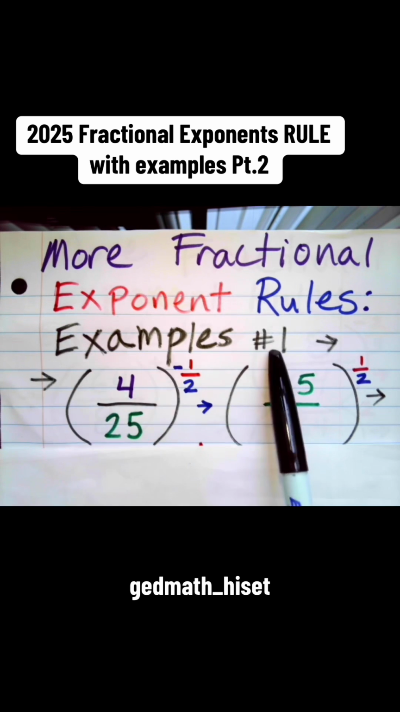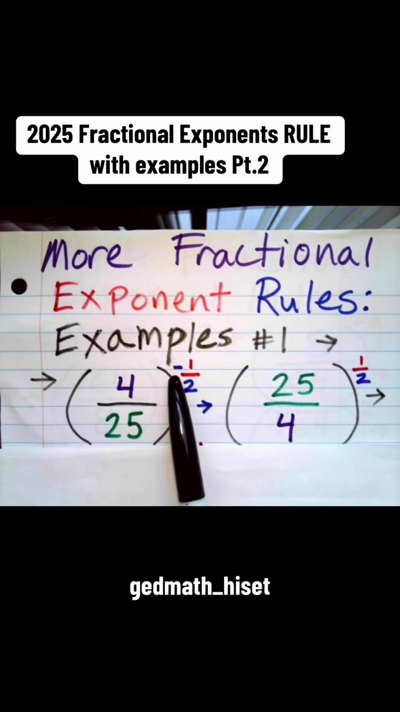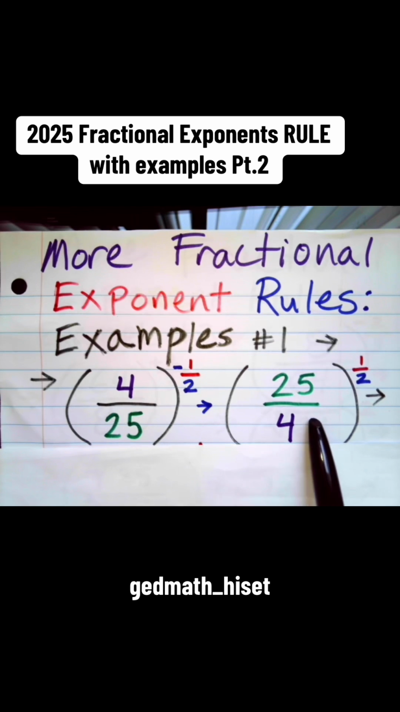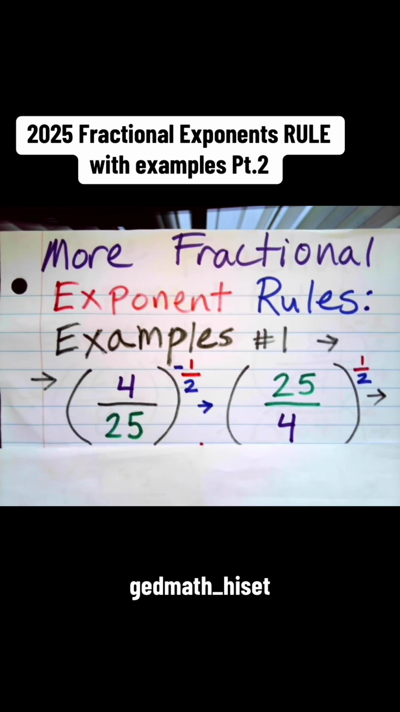So in example number one, we'll have 4/5 in parentheses raised to the power of a negative 1/2. If you remember the rules for negative exponents, what we do is we flip the fraction. So in the next step, I'm showing you 25 is on the top, 4 is now in the denominator, making this a positive 1/2 exponential power. And remember, in exponential fractions, the top is the power of the term, and the bottom is the root. In this case, it's going to be a square root.